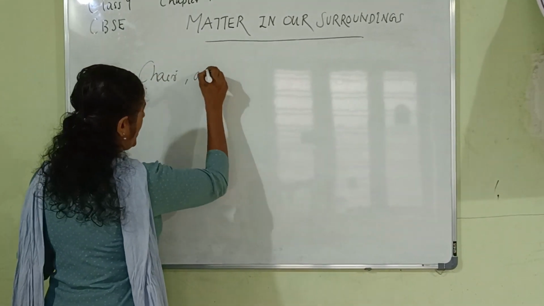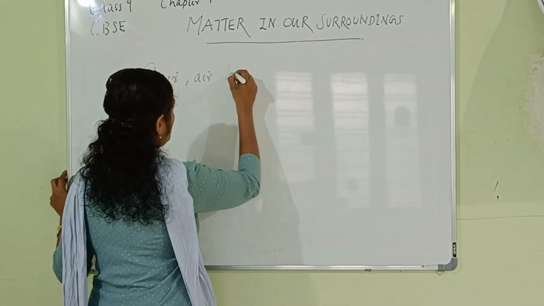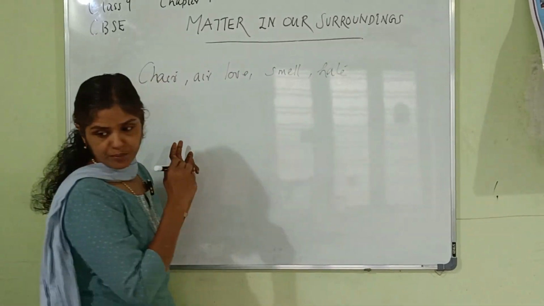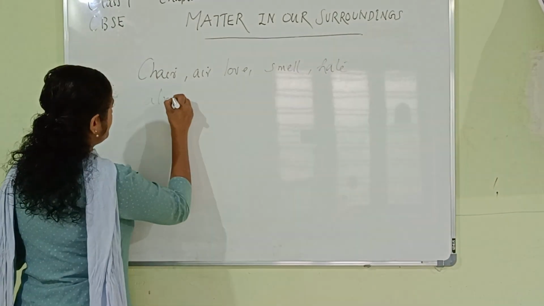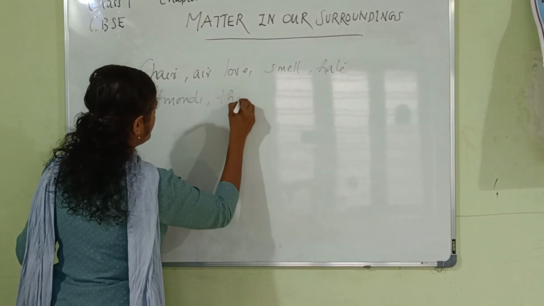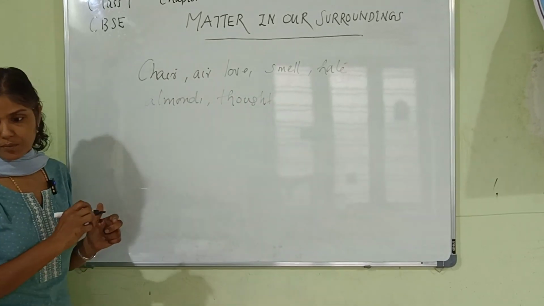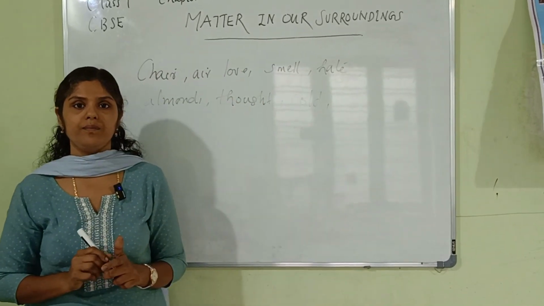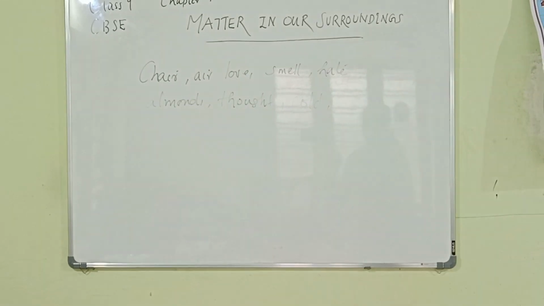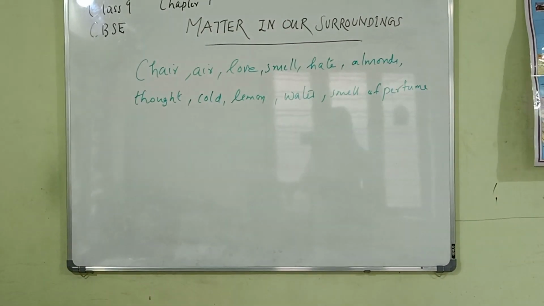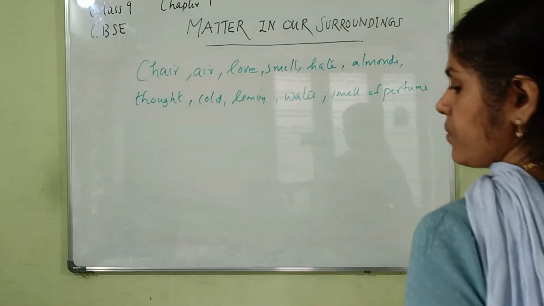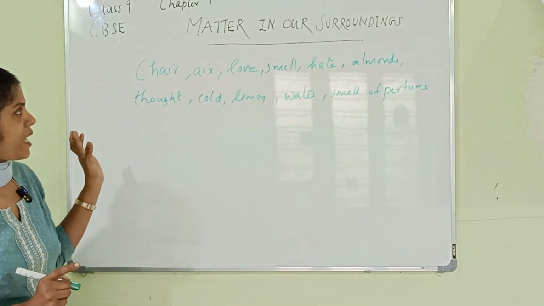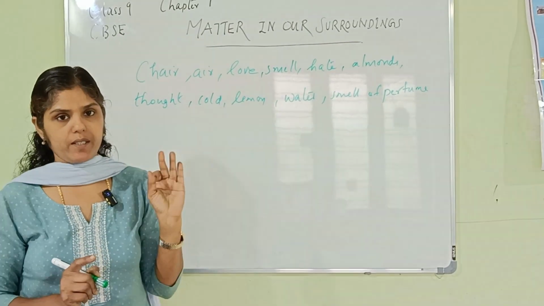Chair, air, love, smell, hate, almonds, thought, cold. So listen here. Here are a few examples, and from these examples you have to distinguish which one is matter.